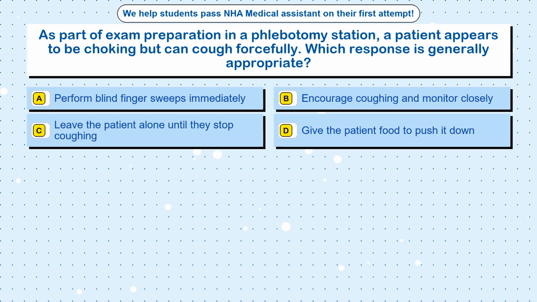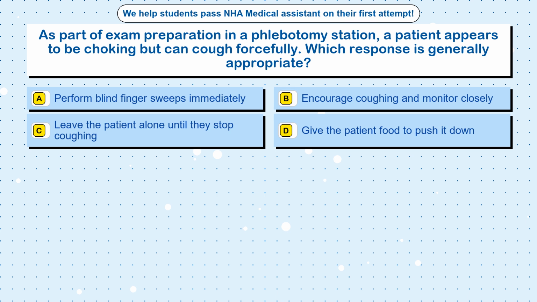Question 24. As part of exam preparation in a phlebotomy station, a patient appears to be choking but can cough forcefully. Which response is generally appropriate? Option A. Perform blind finger sweeps immediately. Option B. Encourage coughing and monitor closely. Option C. Leave the patient alone until they stop coughing. Option D.